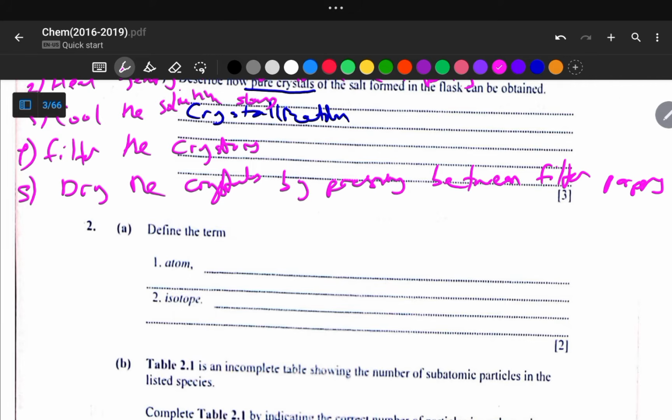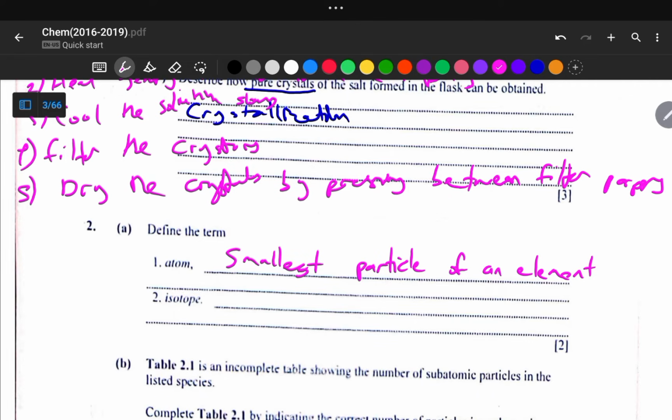So atom is defined as the smallest particle of an element, right? So this is the simple definition of the term atom, right?